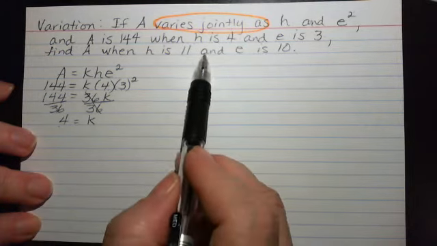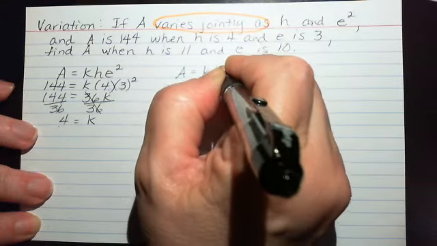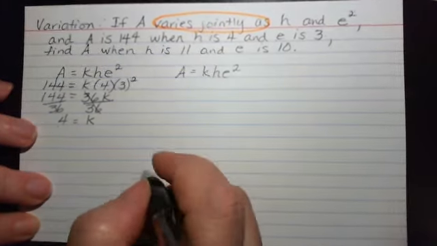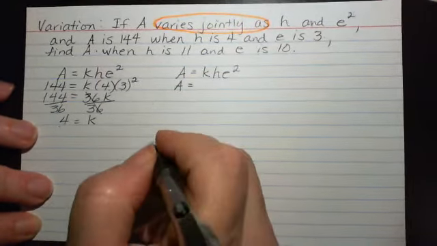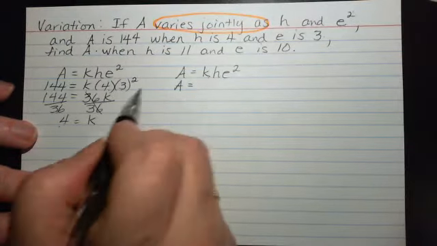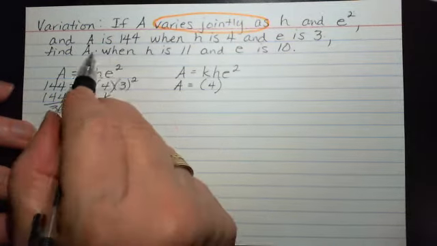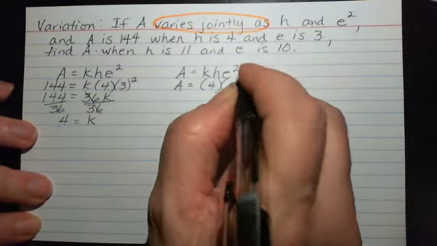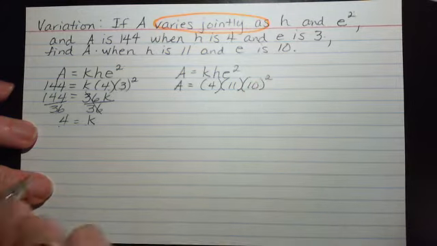Find A when h is 11 and e is 10. So we're going to repeat the translation. A is equal to k h e squared. And it says find A, so we're going to leave the A in the translation. We found k in our first step, so we're going to replace k with 4. The new information says when h is 11, we replace h with 11, and e is 10, we replace e with 10, and we make sure we square that.